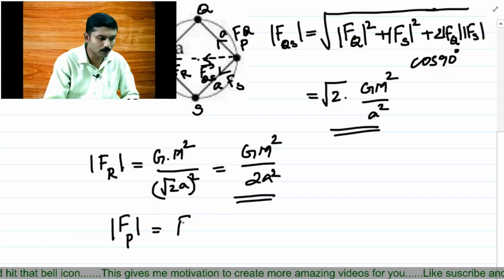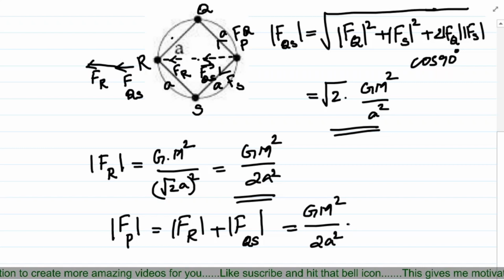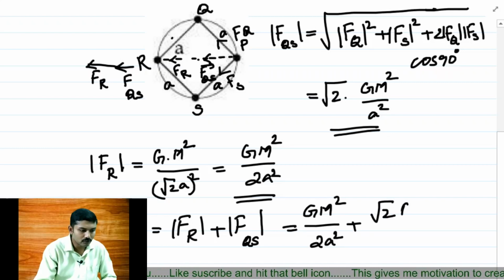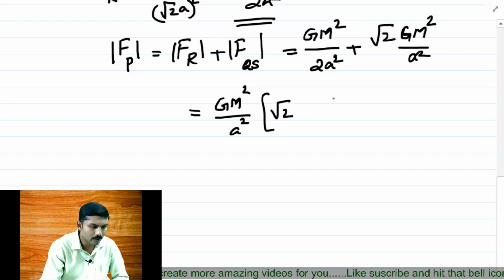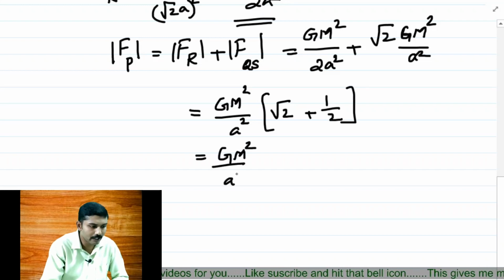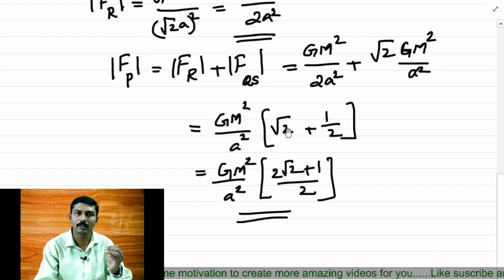We'll start writing it as, what are the two forces, which is the force contributed by R plus the force contributed by QS, which can be written as equal to Gm² divided by 2a² plus root 2 times Gm² divided by a², equal to Gm² divided by a² times root 2, root 2 is common out here, plus half, which I can probably write as Gm² divided by a² times (2 root 2 plus 1) divided by 2, which is the resultant force acting on the mass kept at the point P.